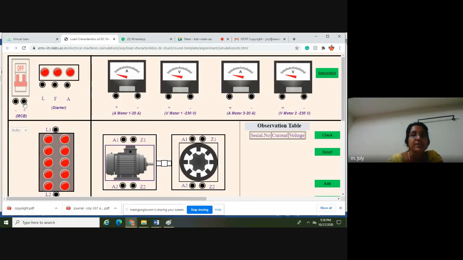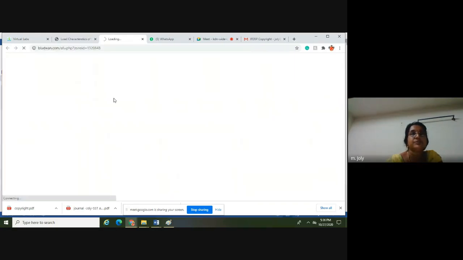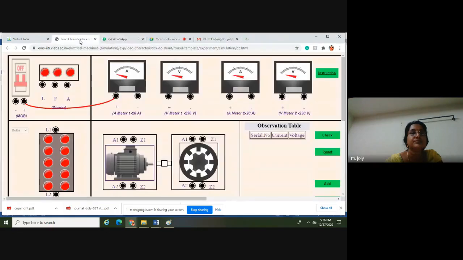So this MCB positive to ammeter 1 positive. You have to connect ammeter 1 positive. Then MCB positive to voltmeter positive. So voltmeter 1 positive, from here it will be given to voltmeter positive. Then MCB negative to voltmeter 1 negative.